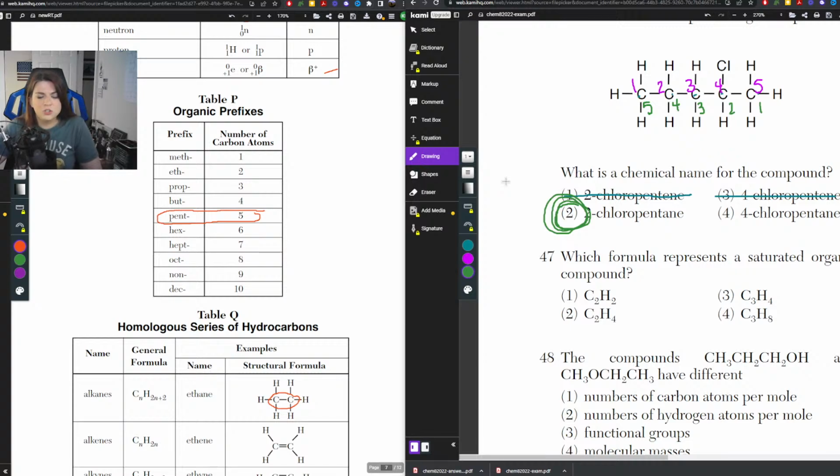So C2H2 is not fitting. C2H4 is not fitting. C3H4 is not fitting, but C3H8 is fitting. And guess what? That is propane, which we have seen like 4 times in this test already.